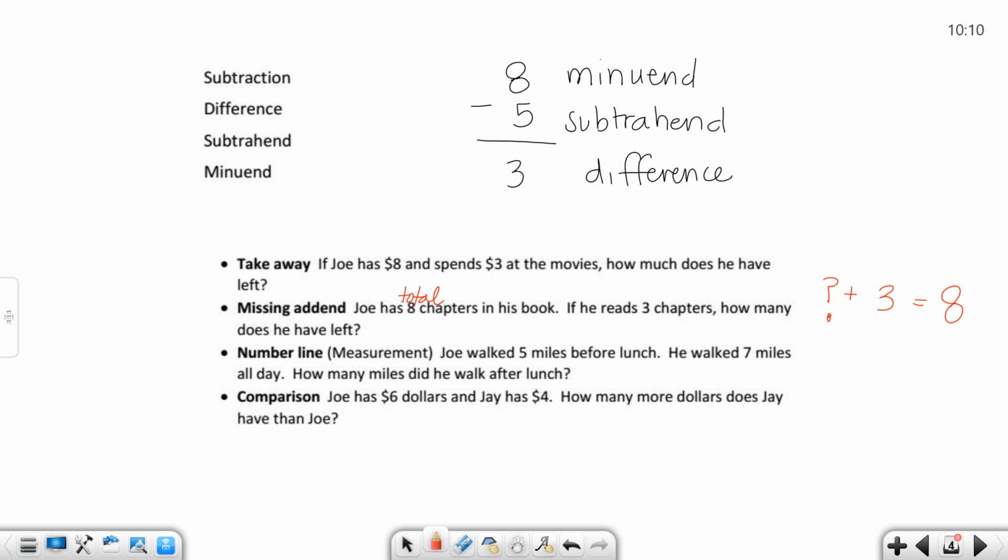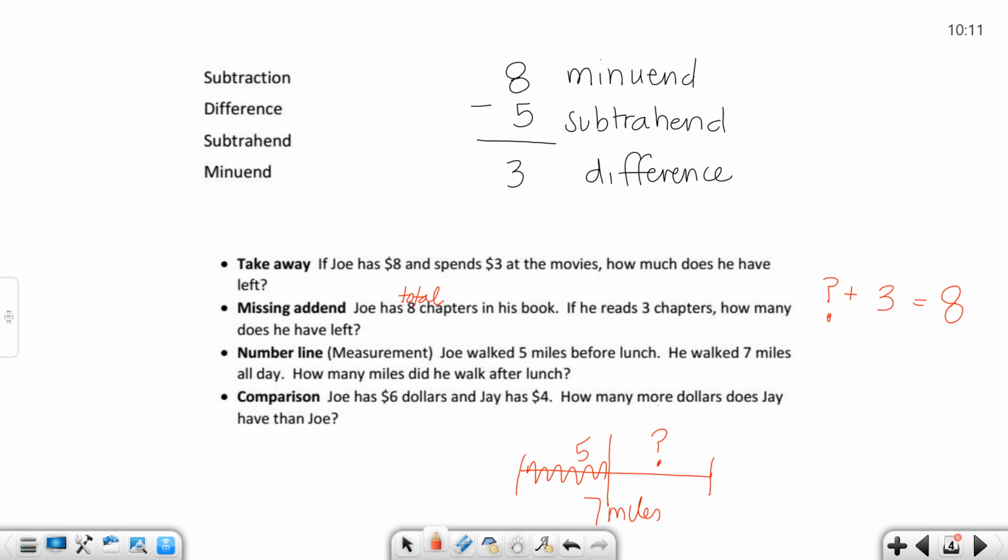Okay, so then you've got your number line method, which is the measurement method. If he walked 5 miles before lunch, okay, so here we are. He walked 7 total miles. He walked 5 miles before lunch. How many did he walk after lunch? Okay, so that's the number line method.